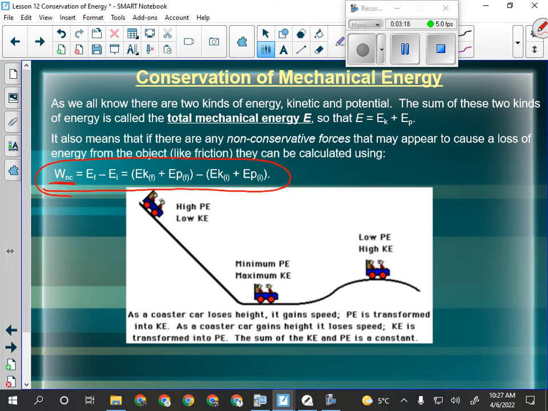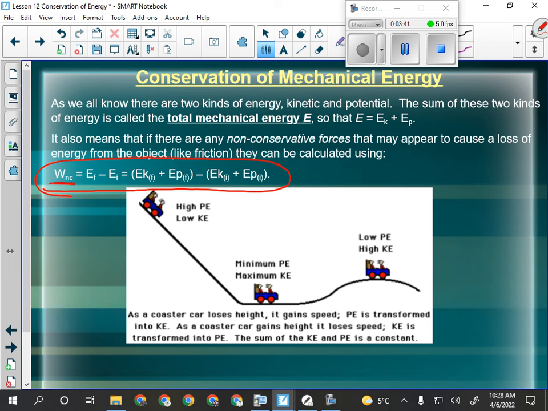So that means up here at the top of the hill, there's a lot of potential because it's very high, and very little kinetic because you wouldn't be moving very fast here. When you're down here, you can't go any lower. You're at ground level. So you have your minimum amount of potential energy, 0, and your maximum amount of kinetic energy. You're going the fastest down here.